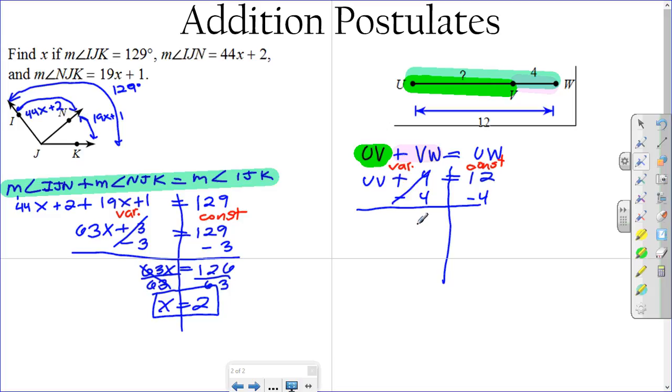4 minus 4 will cancel. So you have UV is equal to 12 minus 4, which will give you 8. So the length of UV is 8. And that is the answer.